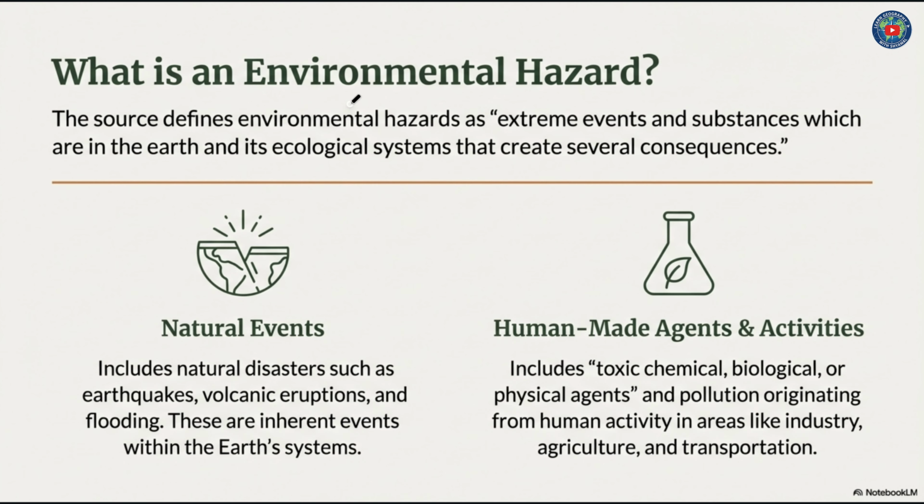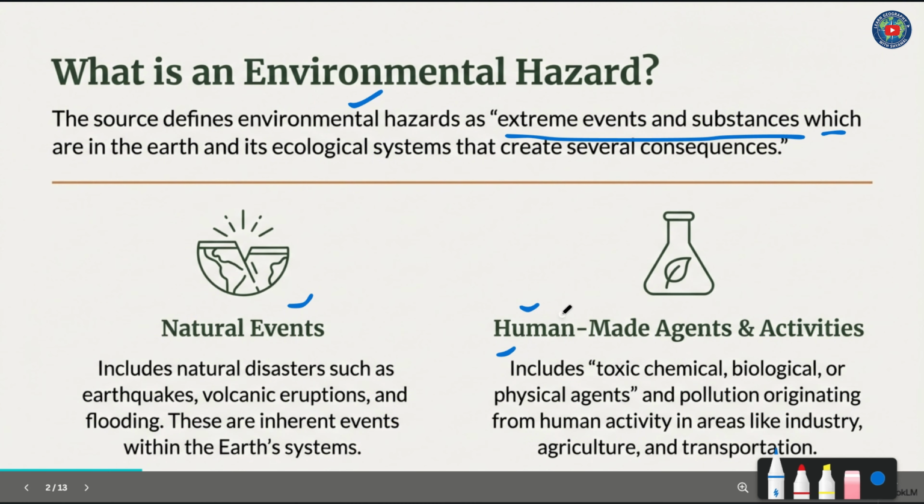Now, what is an environmental hazard? The source defines environmental hazards as extreme events and substances in the earth and its ecological systems that create several consequences. Natural events include natural disasters such as earthquakes, volcanic eruptions, and flooding. These are inherent events within the earth system. On the other hand, human-made agents and activities include toxic chemical, biological, or physical agents and pollution originating from human activity in areas like industry, agriculture, and transportation.